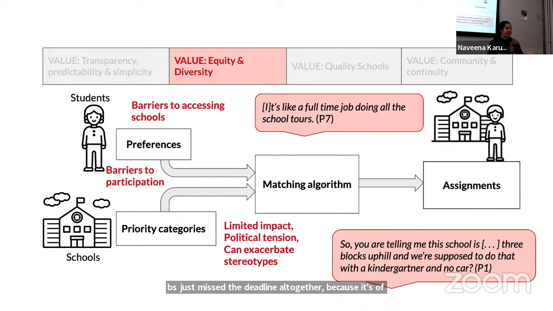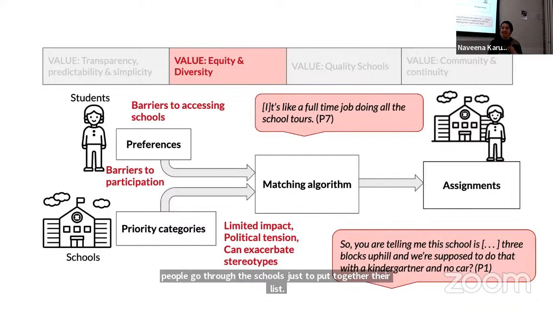There were also barriers to accessing the school. So even if theoretically I say, go to whatever school you want to, you don't necessarily have a car. You can't really transport your kid. So there were a lot of barriers there. One person said it's like a full-time job doing all of the school tours. So people would go and tour the schools just to put together their list.